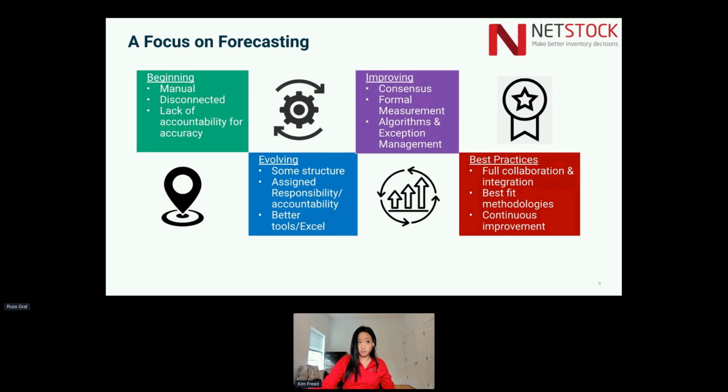We can think about forecasting as a separate critical piece of that. And we may find ourselves needing to improve or move across a journey of improvement here. At the very beginning levels, forecasting is really manual and tends to be really disconnected. There's a lack of accountability for accuracy. So there tends to be a lack of accuracy because of a lack of accountability, and the fact that we're disconnected and kind of doing this on an island.